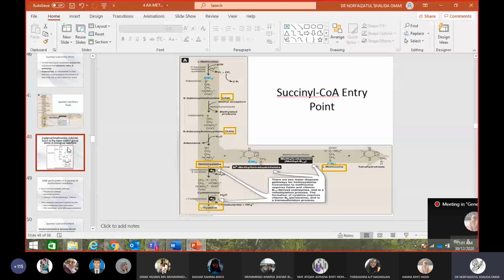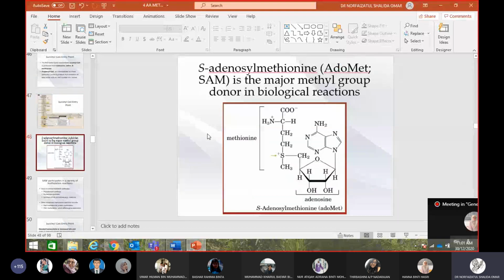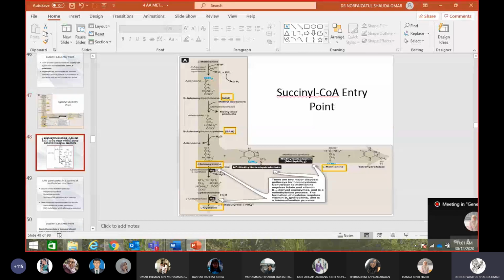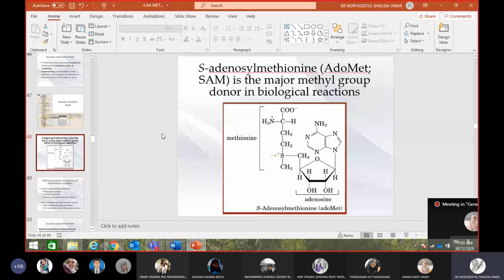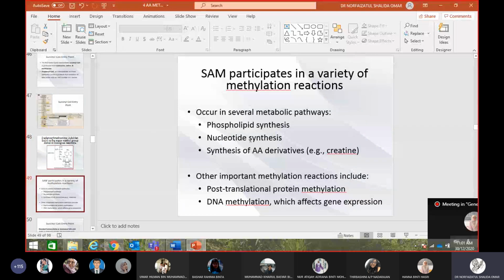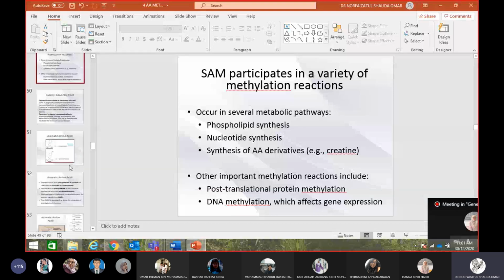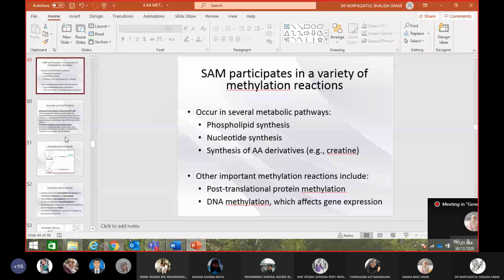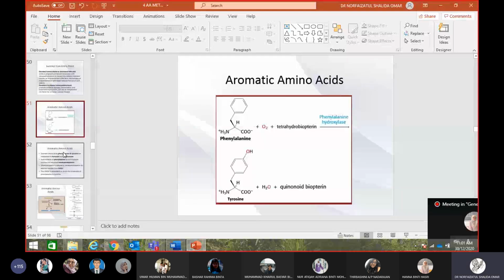And another thing is that S-adenosylmethionine is also one of the major methyl group donors in biological reactions. So it's important in phospholipid synthesis, even nucleotide synthesis and the synthesis of amino acids. It's also important in reactions like post-translational protein modification and DNA methylation. So that's the disease related to the succinyl-CoA entry point. Then other than that, this one you can just read.